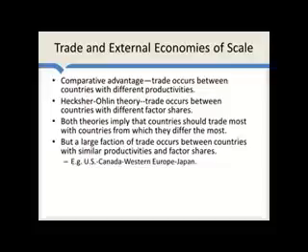However, a large fraction of trade actually occurs between countries which are quite similar in productivity and in factor shares. For example, there's a huge amount of trade between US and Canada. And more generally, there's a lot of trade between the United States, Canada, Western Europe, and Japan, the developed economies. Now, this doesn't mean that comparative advantage and Heckscher-Ohlin theory are wrong, but it does certainly mean that they're incomplete.